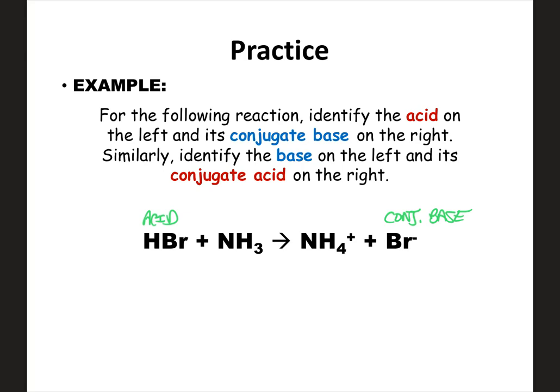That must mean the NH3 is going to be the base on the left, and it's going to gain an H plus on the right side. So that would make the NH4 plus the conjugate acid here. So you just got to be careful of your definitions. The conjugate acid is going to gain the H plus. The conjugate base is going to lose the H plus. So you definitely need to be able to identify the conjugate acid base pairs in any reaction here.